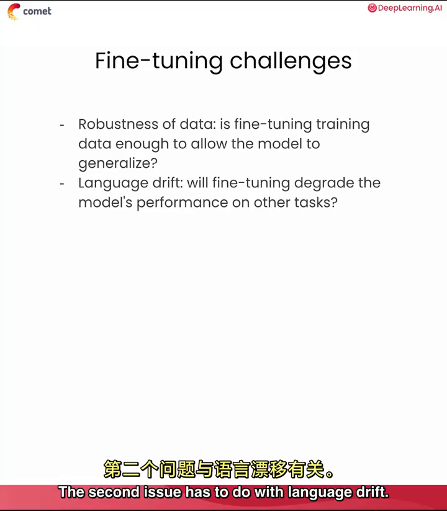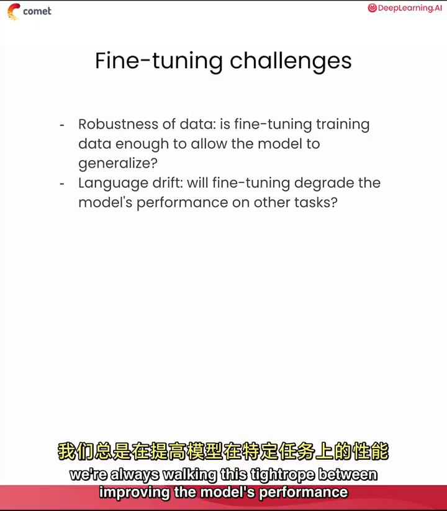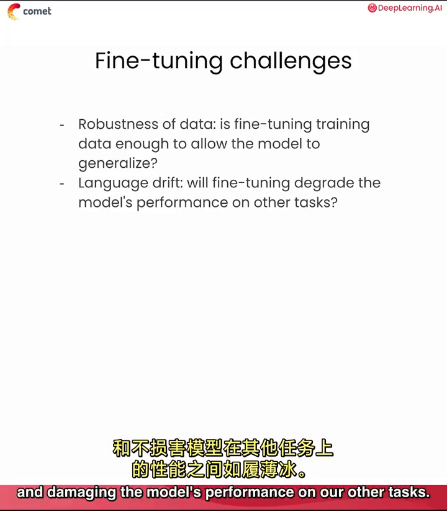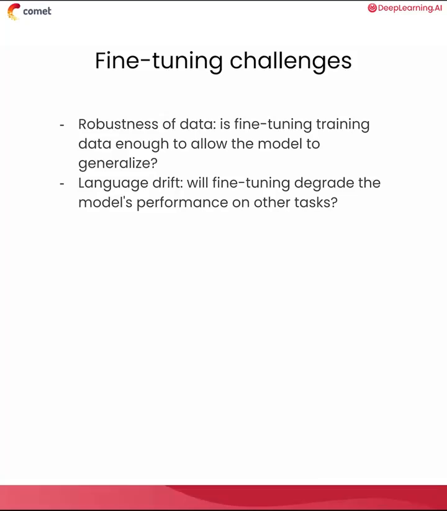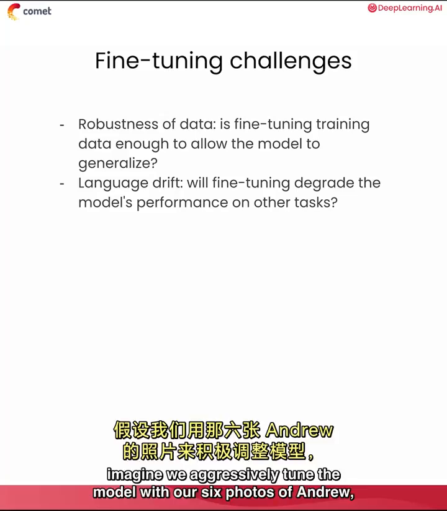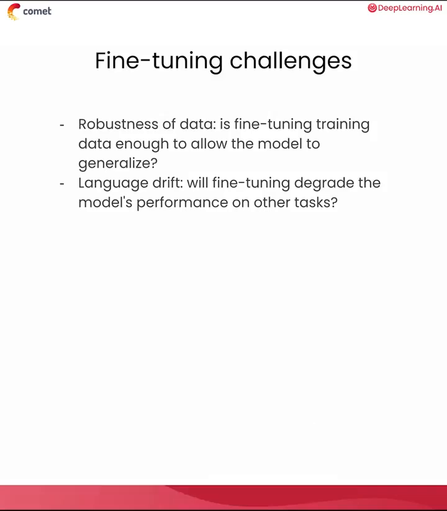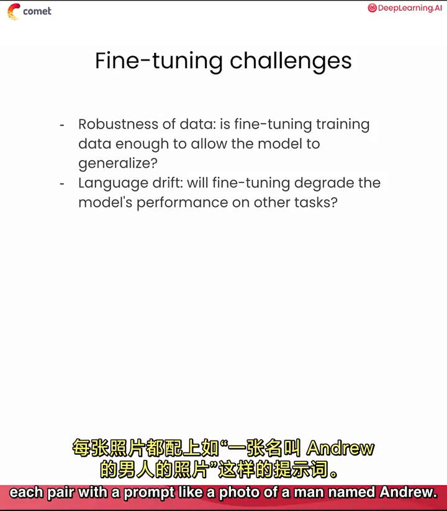The second issue has to do with language drift. When we fine-tune models, we're always walking this tightrope between improving the model's performance on our downstream task and damaging the model's performance on our other tasks. In other words, imagine we aggressively tune the model with our 6 photos of Andrew, each paired with a prompt like a photo of a man named Andrew.